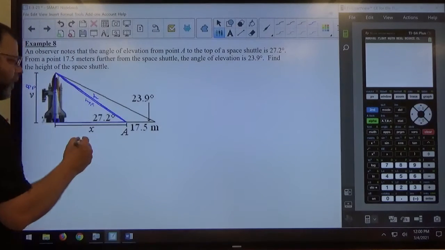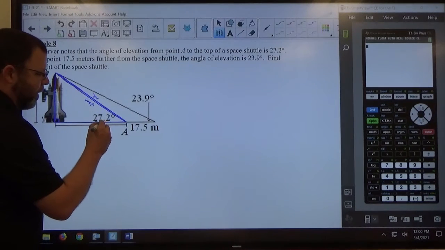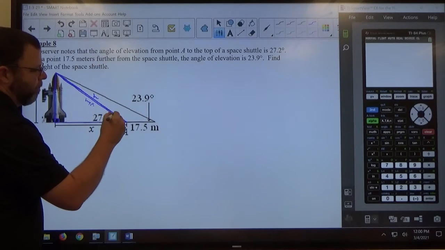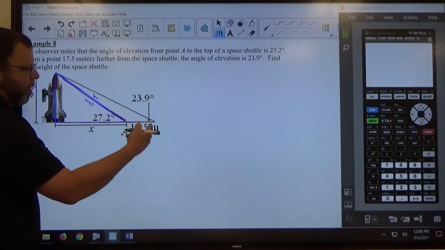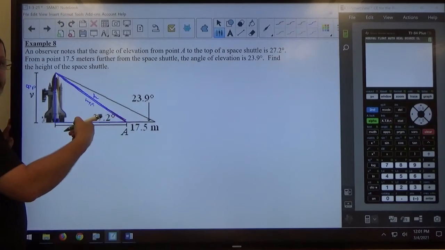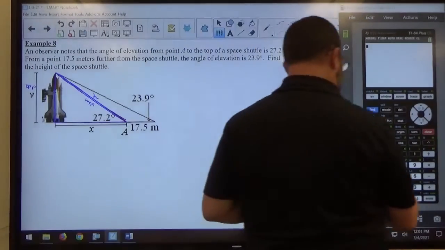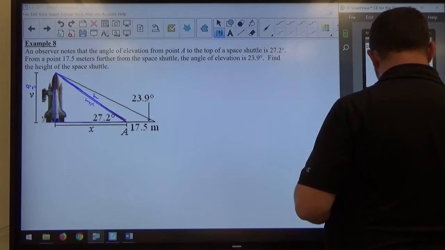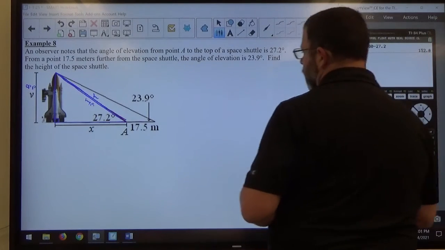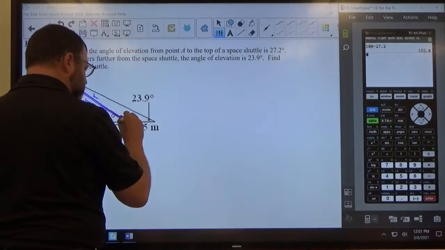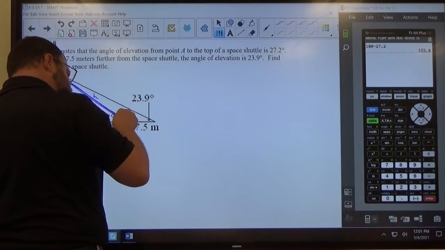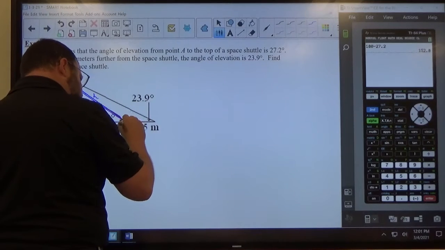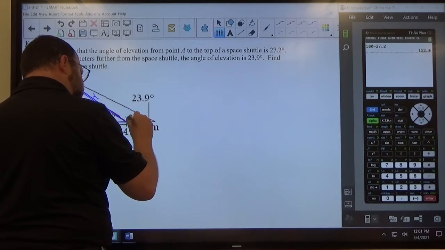So, first thing I notice about this is if this is a 27.2 degree angle happening right here, these two angles make 180, right? So 180 minus 27.2 comes out to 152.8 degrees.